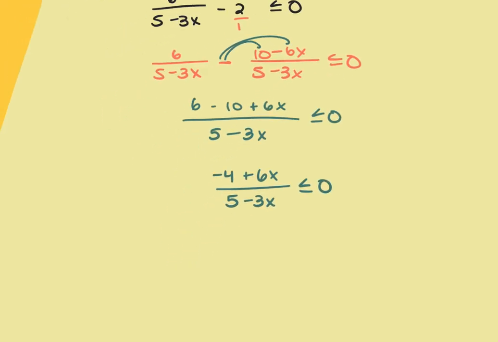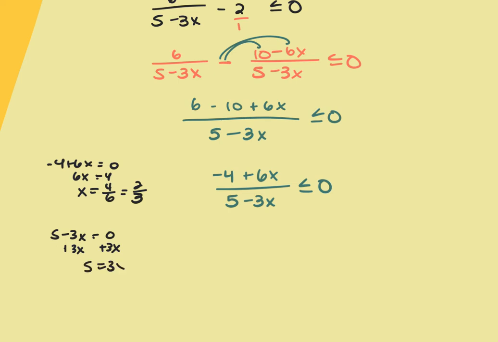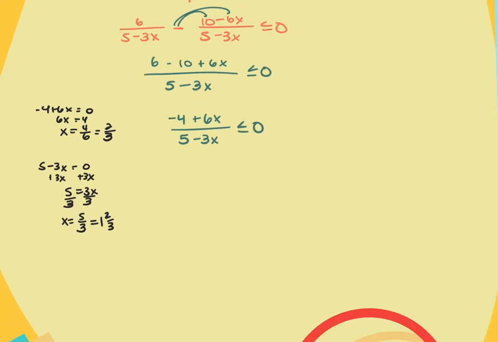Now I want to split and solve. So negative 4 plus 6x equals 0 and 5 minus 3x equals 0. I'd get 6x equals 4 and x equals 4 over 6 or 2/3. That's going to be one of my points on the line. And then if you want to add the 3x, so it's positive, I'd get 5 equals 3x, divided by 3, and x equals 5/3 or 1 and 2/3. If that makes it easier to put on the line.